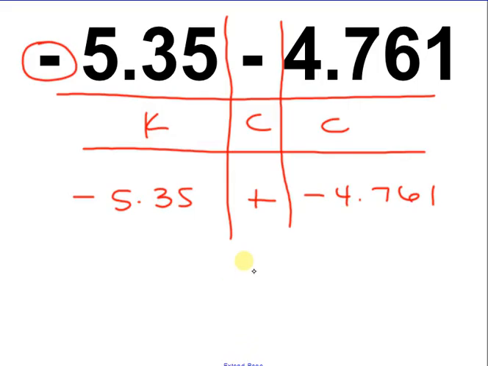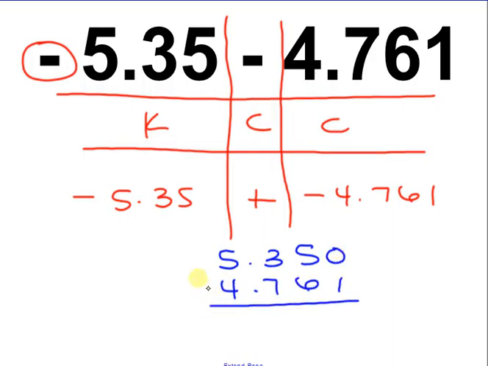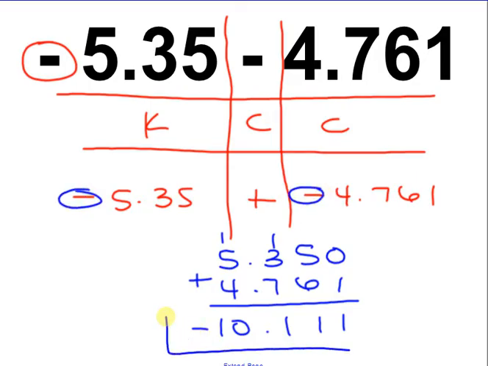So now what I'm going to do is add and keep 5.35 and then 4.761. Add a 0 as a placeholder. So I'm going to add 1 plus 0 is 1, 5 plus 6 is 11, 7 plus 3 is 10, plus 1 is 11, 1 plus 5 is 6, and then 6 plus 4 is 10. Now I added, please, please, please don't forget to keep your sign though. So your answer is negative 10.111.